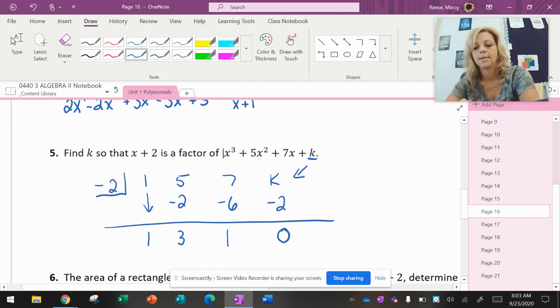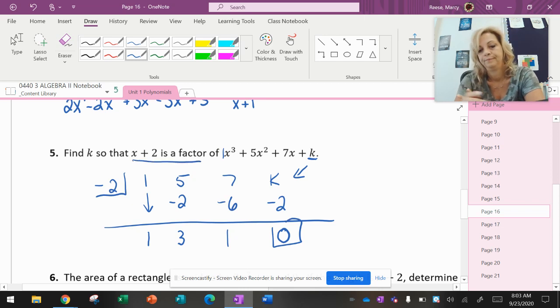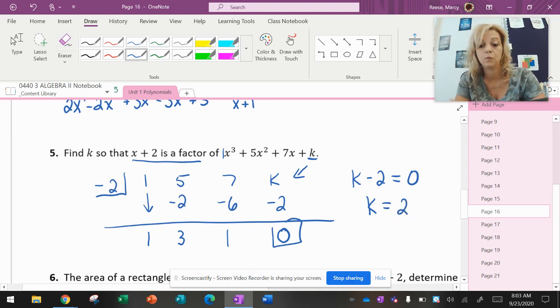Now I want k to be a value so that I get a 0 here because they're telling me that they want x plus 2 to be a factor. So just do the math here. K minus 2 has got to equal 0. So k has got to be the number 2, right? If it was 2, then that would be a factor. And there's my answer, okay? Something a little different for using synthetic division.